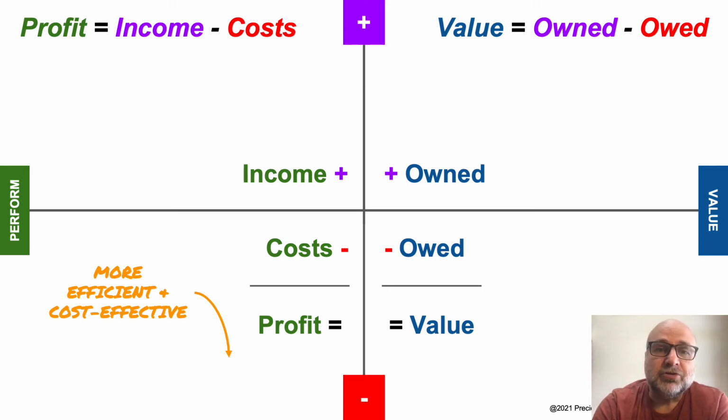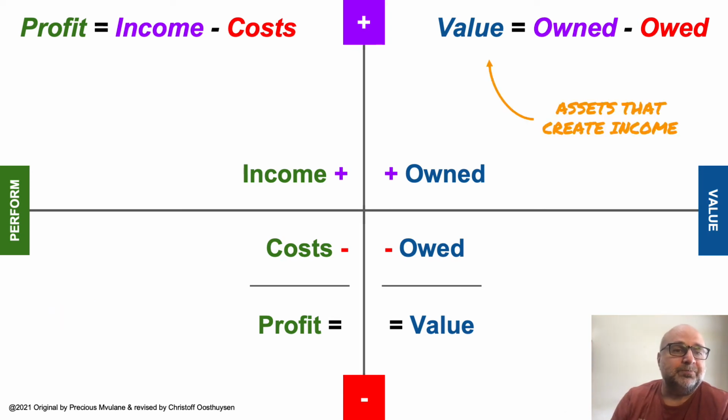You can maybe change your suppliers, and in that way you can increase your profit too. On the right hand side, it's about the assets, about the value of the business. You want to own assets that are creating income.